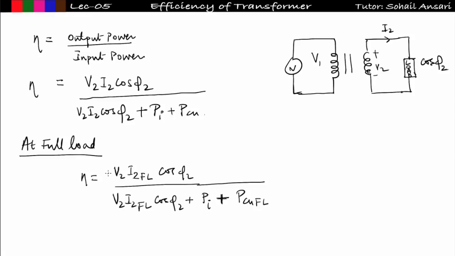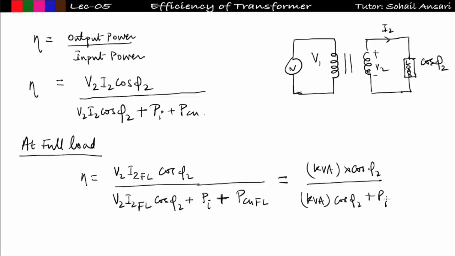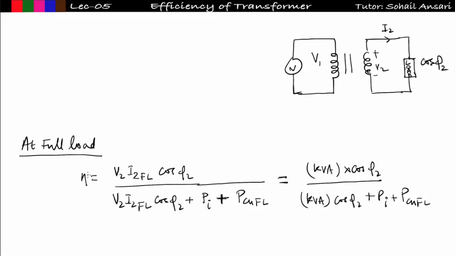Transformer working at full load means this is the kVA rating of the transformer. V2 into I2 full load will give the kVA rating of the transformer. So this is the kVA rating of the transformer multiplied by the power factor of load cos phi 2, upon the kVA rating of the transformer, that is the output power, plus Pi plus PCU at full load, meaning at full load current I will get the copper loss, that is PCU at full load. So this is the formula I am getting at full load.